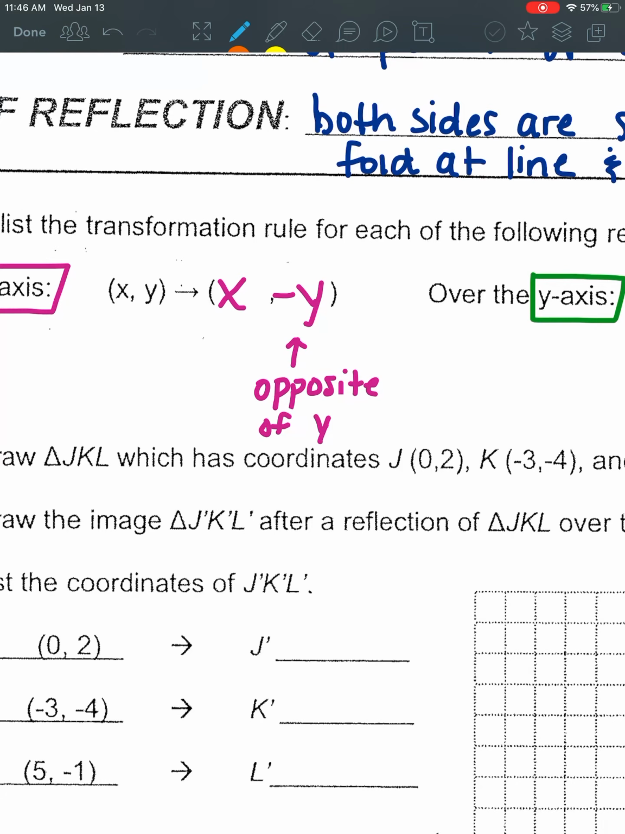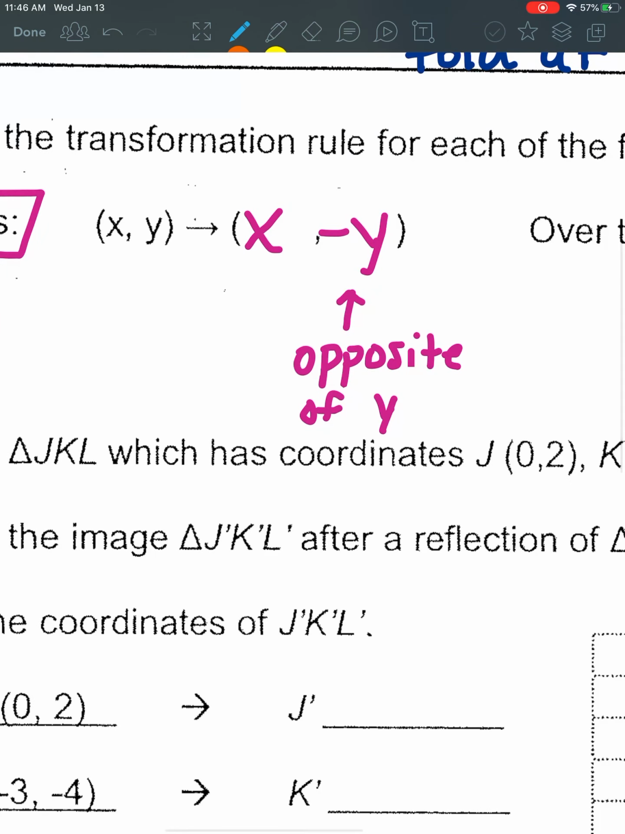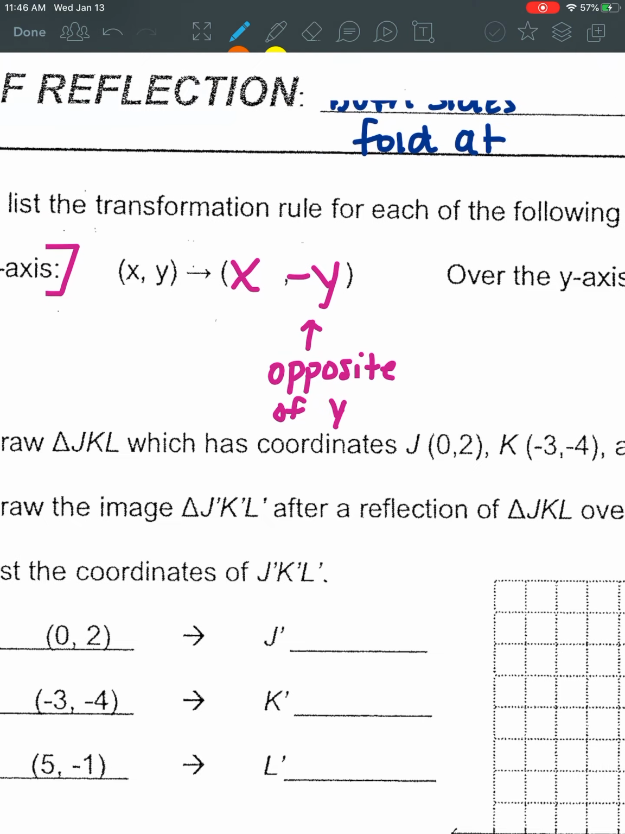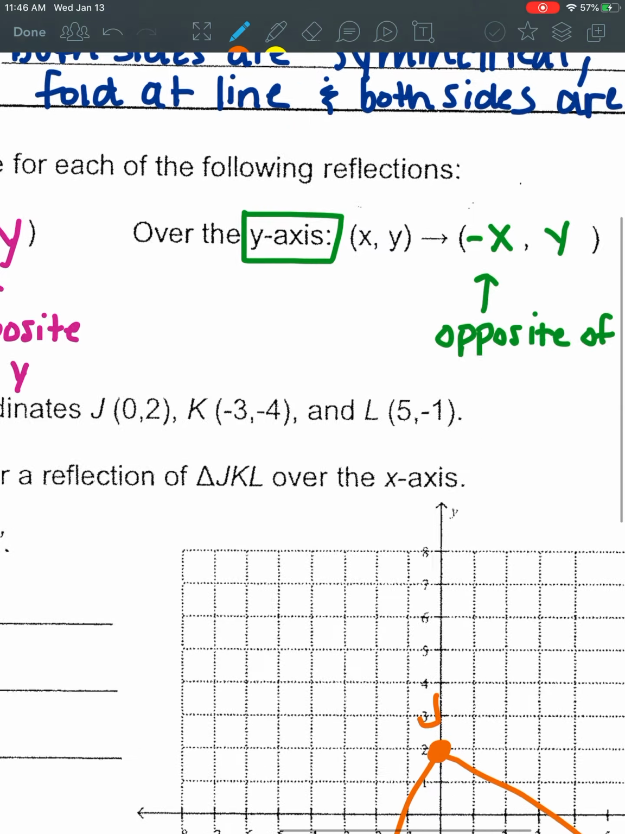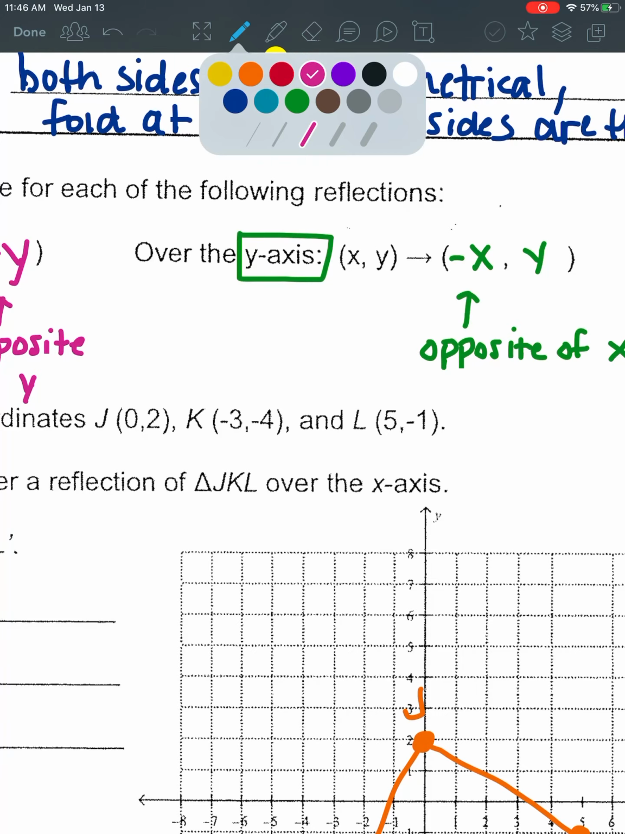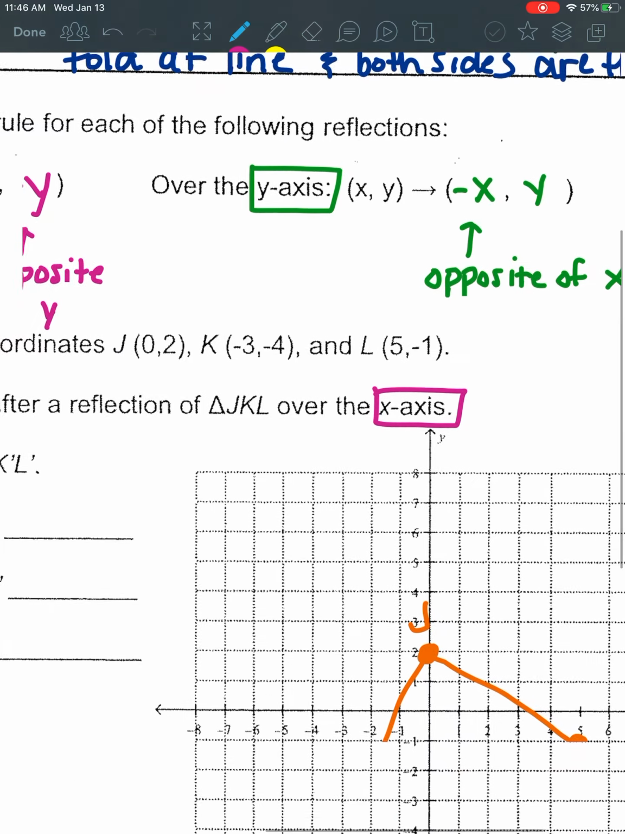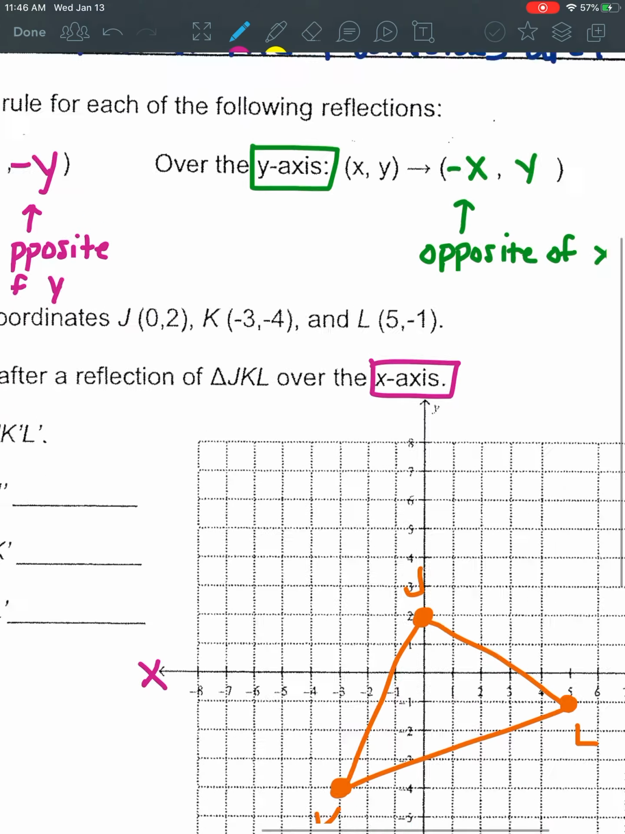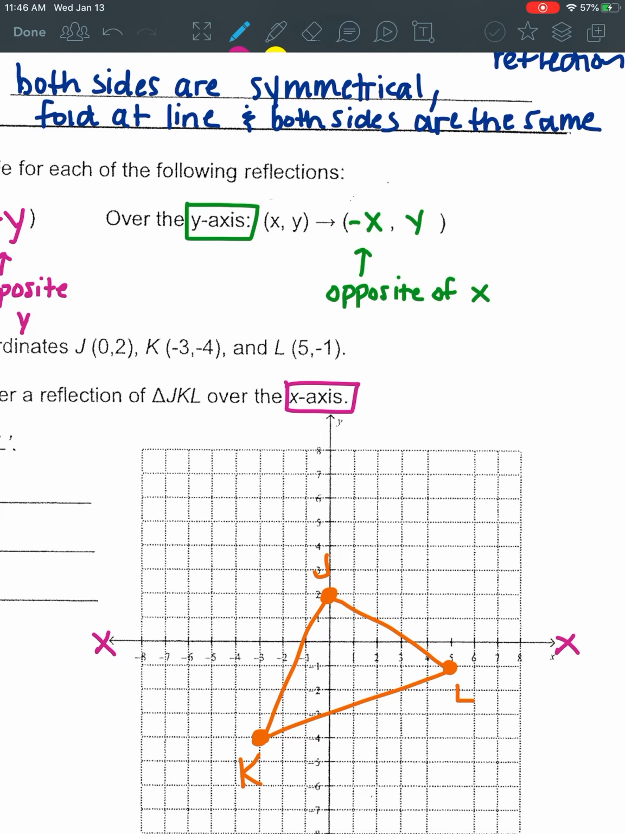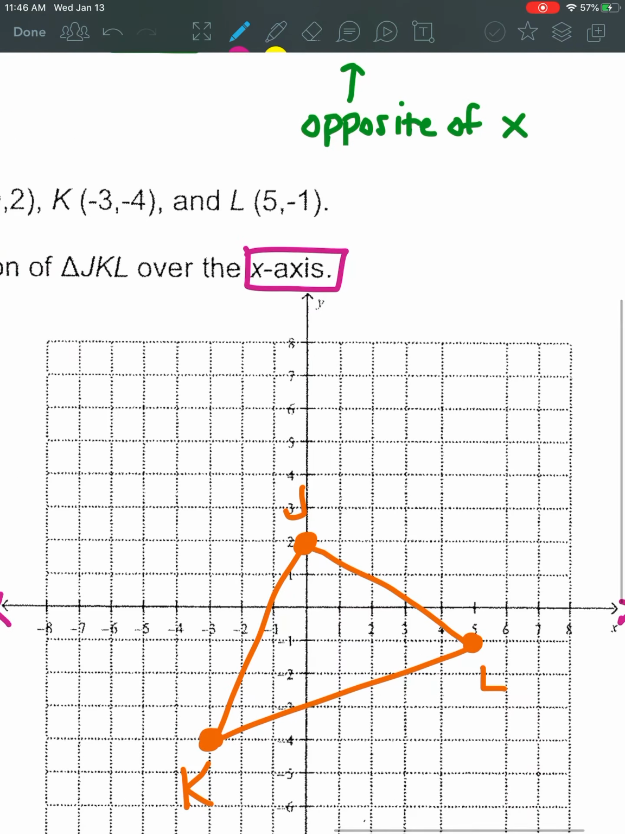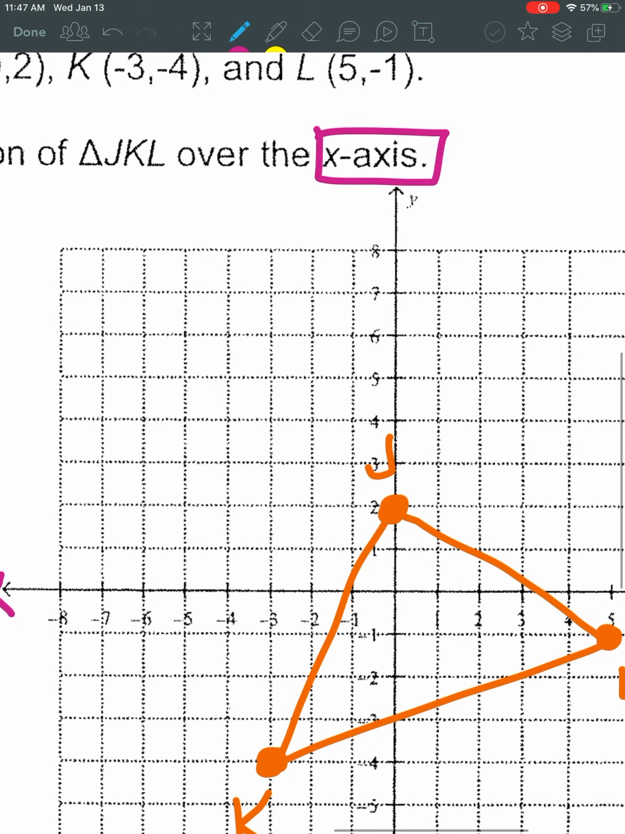Okay? Next, we're going to draw the image. Remember what we just drew was the pre-image. Now, notice we have triangle J', K', L', so this is J prime, K prime, L prime. We're going to reflect over the x-axis. Important that you know your axes. So x is your horizontal. So all we have to do is flip it over.